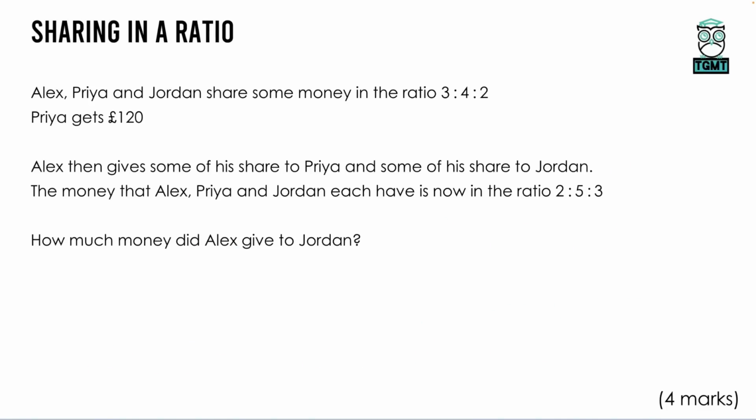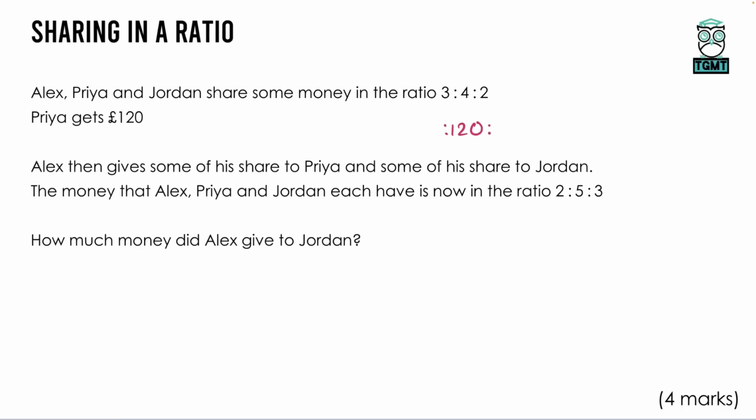Okay, so for sharing in a ratio. This question says Alex, Priya and Jordan share some money in the ratio 3:4:2 and Priya gets £120. Now to be fair, before we even carry on, we could work out now how much everybody else gets, because the money that Priya gets is going to go underneath the 4. So that's going to be 120. Now we'll carry on reading through the question, but we're going to need to come back to that.